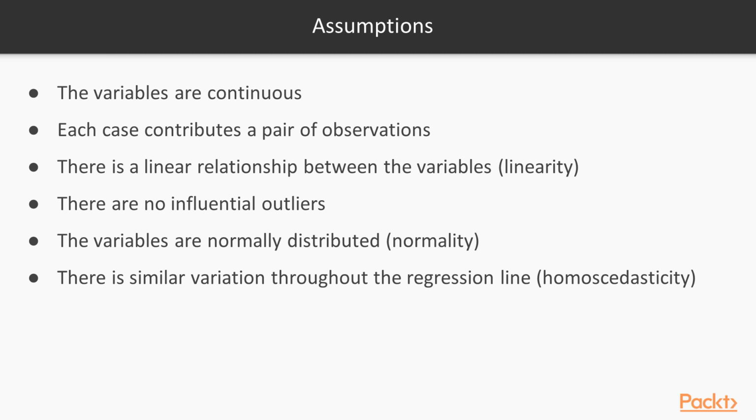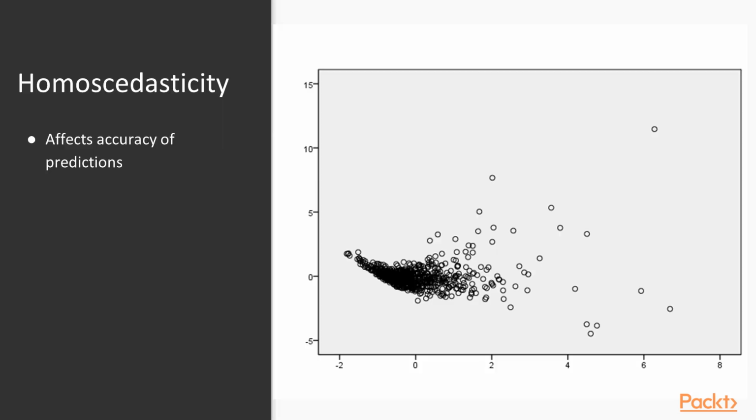The final assumption is that you have a similar amount of variation throughout the regression line. So you're meeting the assumption of homoscedasticity. Now, what does that mean and what does that look like? In this example here, you can see that towards lower points of the distribution, we have kind of a tight fit where all of the different values are pretty close to each other. But then as we get to higher values, notice the amount of spread.